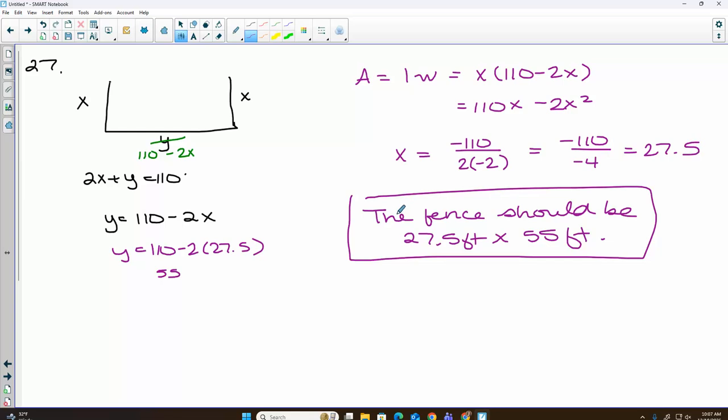If I asked you for the maximum area, what would you do? Plug it back into your area equation. So I could ask for dimensions, I could ask for area, I could ask for both. Just depends. Is that one okay? Let's look at the last one.